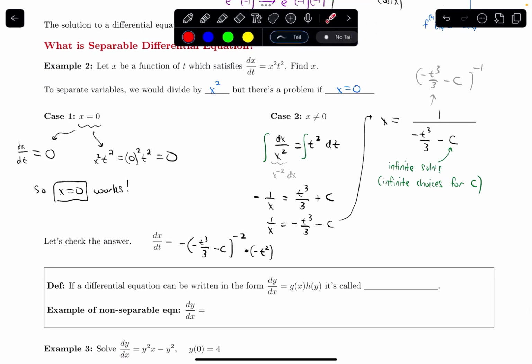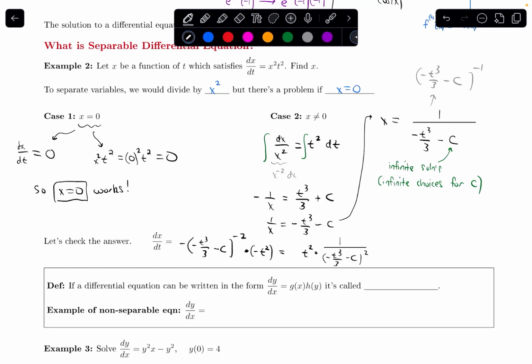So to simplify this, I notice that there's a negative here, there's a negative here. Those two negatives will cancel to make a positive. And let me just write the t squared first. And then this other term that has this negative 2 power, let's rewrite that as 1 all over that parentheses thing to the positive 2. So negative t cubed over 3 minus c. And actually, since I have this positive sign in front, I could just get rid of that positive sign. Let me just erase that.